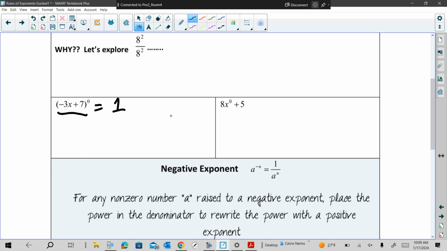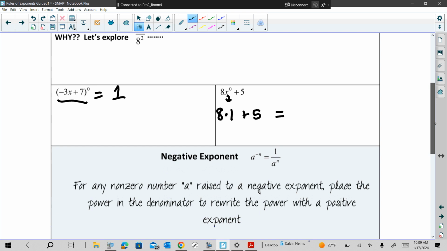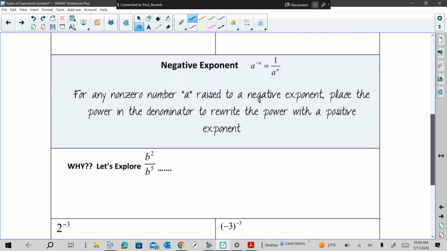The difference is this whole thing was inside the parentheses. This does not have parentheses. So that means I'm putting x to the 0. That becomes 1. So this is like saying 8 times 1, then plus 5. So you do have to simplify that one. There's a difference between when it's grouped versus not grouped. If it's not grouped, you have to do each individual term. Yes, 13.